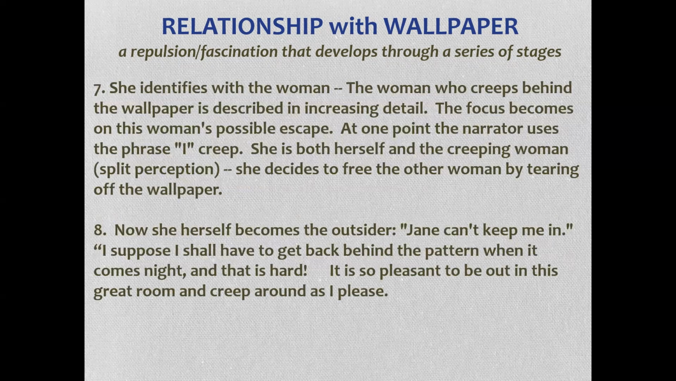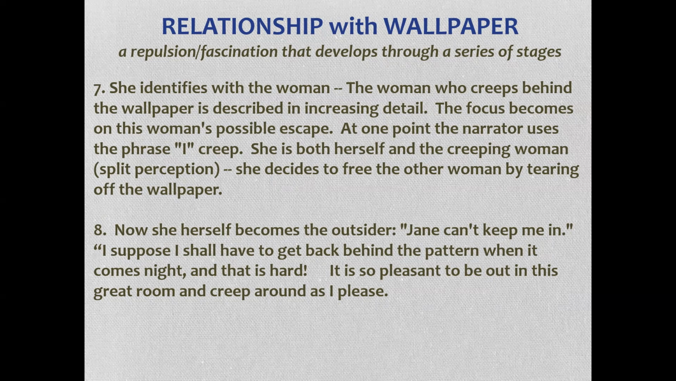Then she actually identifies with the woman. The woman who creeps behind the wallpaper is described in increasing detail. The focus becomes on the woman's possible escape now. And at one point, the narrator uses the phrase "I." She switches really quickly from "the woman" to "I creep." She's both herself and the creeping woman. She has a split perception. And then she decides to free the other woman by tearing off the wallpaper. Now she herself becomes that outsider.